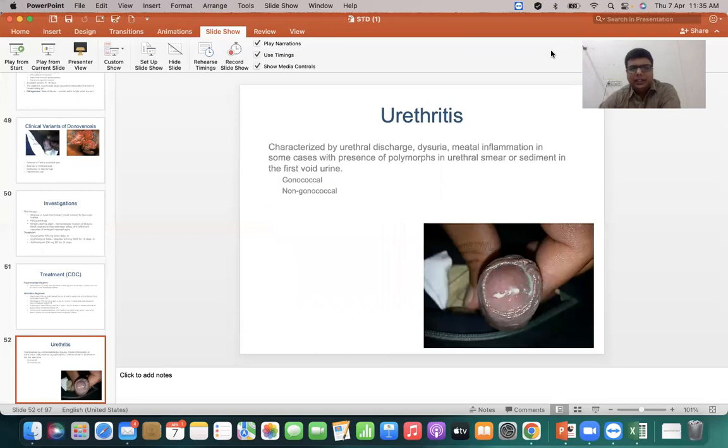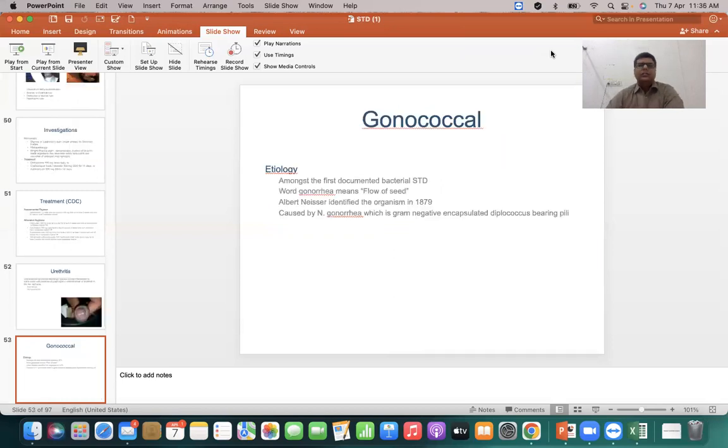Now we'll study urethritis. Characterized by urethral discharge, dysuria, meatal inflammation, in some cases with presence of polymorphs in the urethral smear or sediment in the first void urine. Urethritis can be gonococcal or non-gonococcal. First, we see gonococcal urethritis.